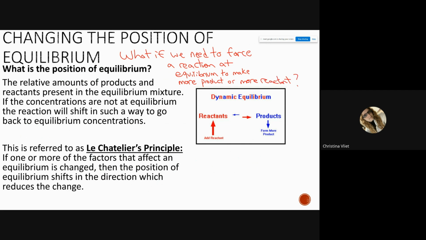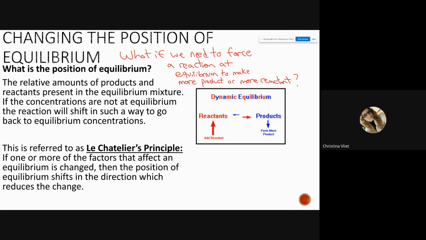More catalyst? A catalyst will get to the same place faster, but it won't make more. You get the same final amount, it'll just get there faster. So you can change the concentration of one of your reactants or one of your products.